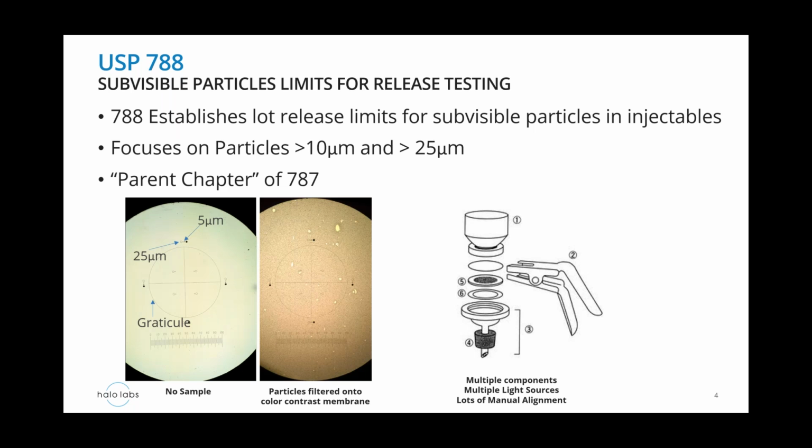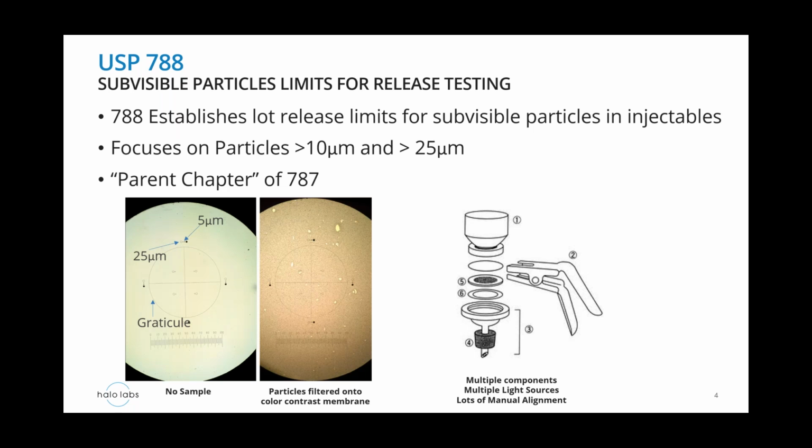So many of you here are probably very familiar with USP788. It establishes the limit for lot release for subvisible particles. USP focuses on particles greater than 10 microns and greater than 25 microns. That's very important to know, and many of you might be thinking about USP787, focusing on biologics, but actually 788 is the parent of 787.